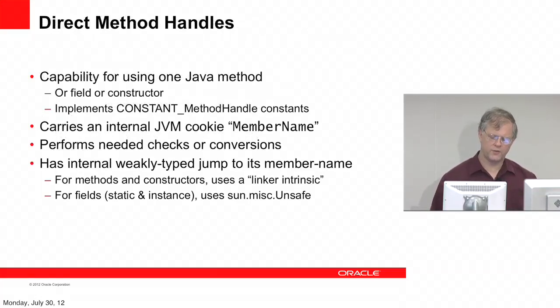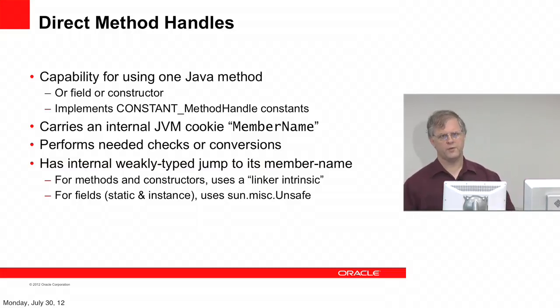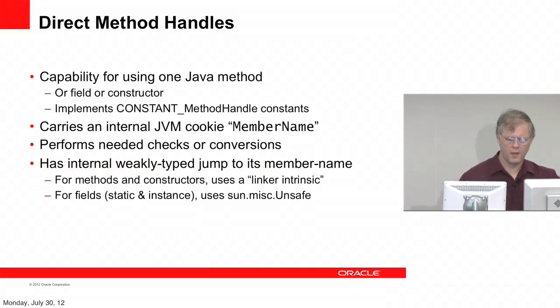All right, so now let's go on to direct method handles, which give you a way of calling a Java method or another Java member field or constructor. And these are the guys that directly implement the constant method handle constants that Dan was already talking about. There's an internal VM cookie, which again is privileged, which refers to, in the most direct possible way, a JVM pointer to a method. And we call it member name. You compose them as a symbolic reference, then you hand it to the VM and they get resolved, and then the VM can decorate them with whatever internal data structures it needs. So it's sort of a portable separation of concerns API.